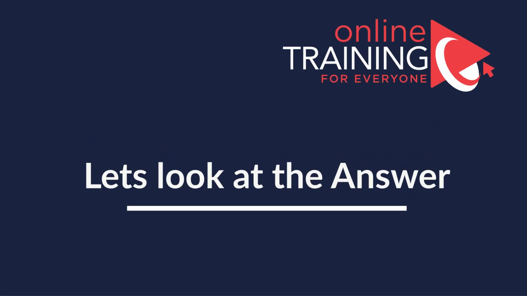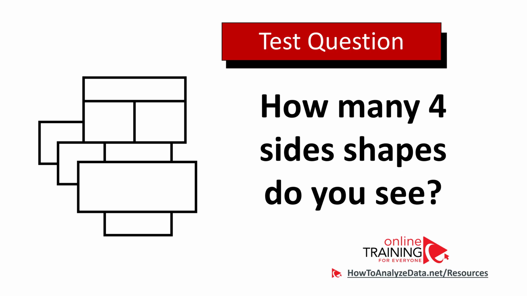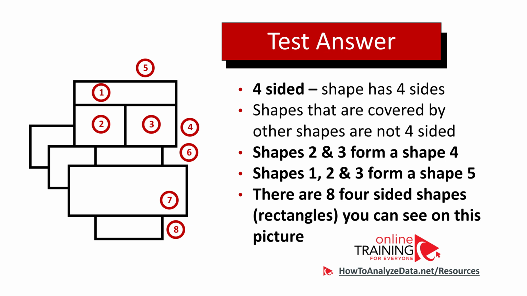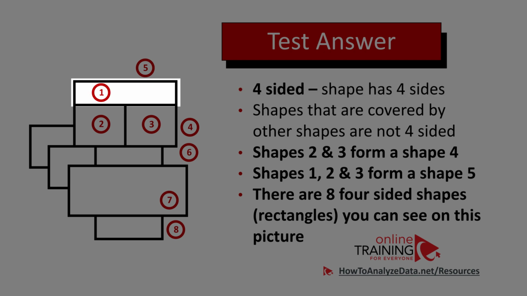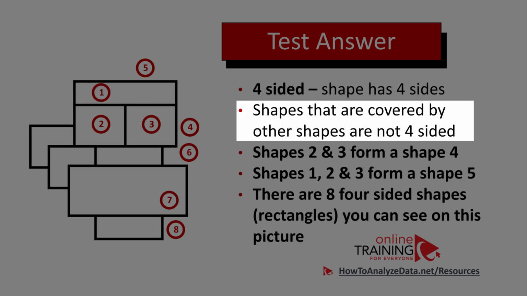Did you figure it out? Let's jump to the solution so we can solve this challenge and get to the correct solution together. So as I mentioned, first let's do a definition of the 4-sided shape. And the simple definition is that the shape has 4 sides. For example, rectangle has 4 sides, and you see a rectangle here which has 4 sides, and this shape here matches the criteria. Shapes that are covered by other shapes are not 4-sided.